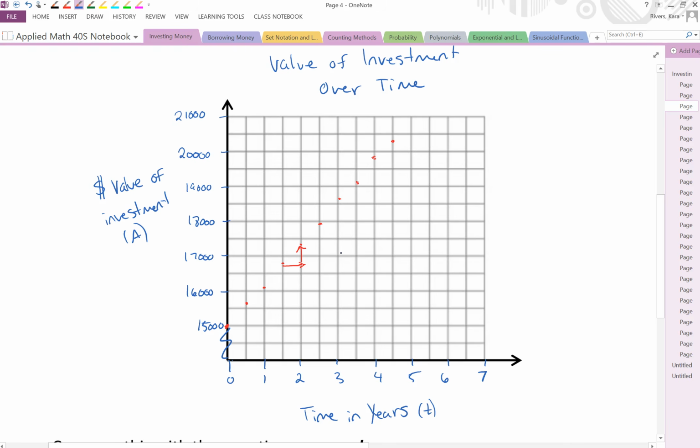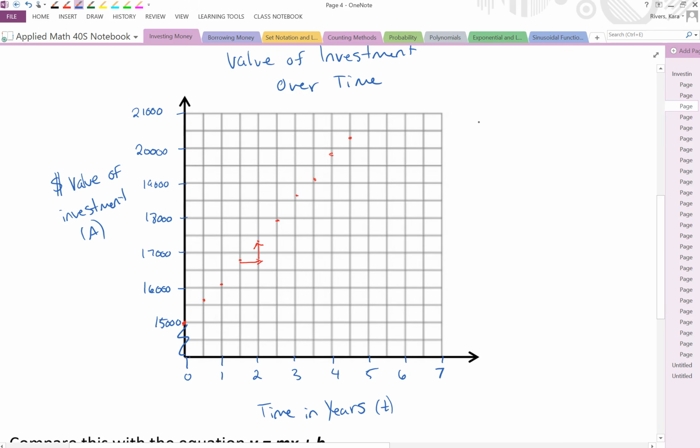And what you should be seeing here, what's really important, and the whole point of graphing this, is that this is linear. This graph is a linear graph. We're growing money linearly. So there's a direct relation between your x value and your y value. As time increases by each year, and that's my run, my rise increases by $600. So that's our slope.